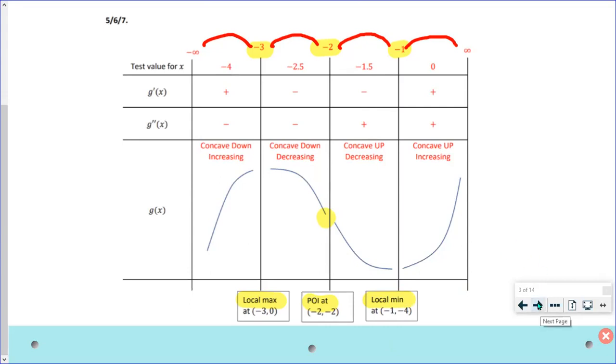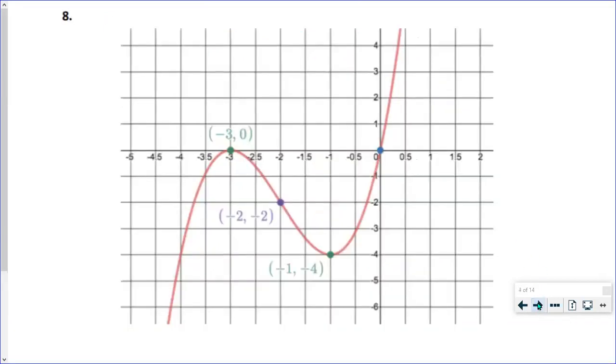And if I actually plot this on Desmos, I will have a graph where I have a local max at -3, a local min at -1, and a point of inflection at x is equal to -2, as well as 2 x-intercepts. So all of the information fits what we found on our chart when it comes to increasing and decreasing intervals, concave down versus concave up.